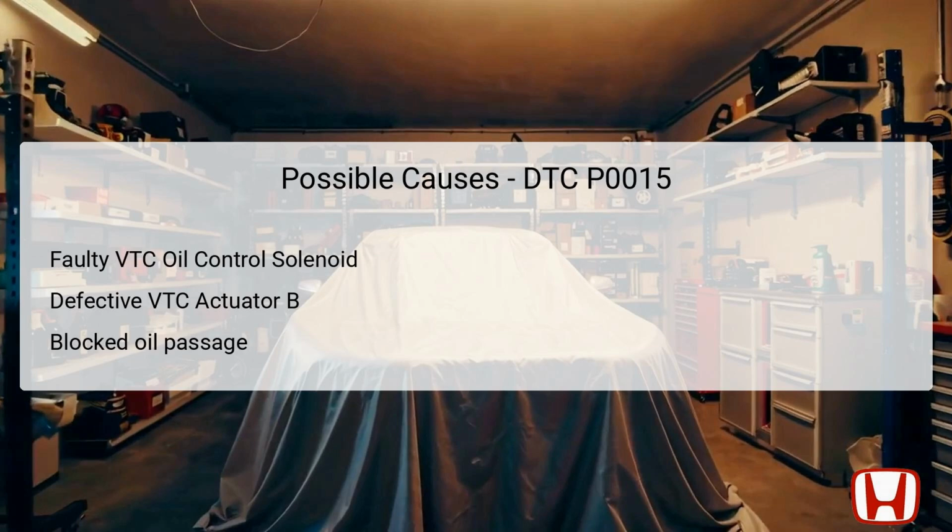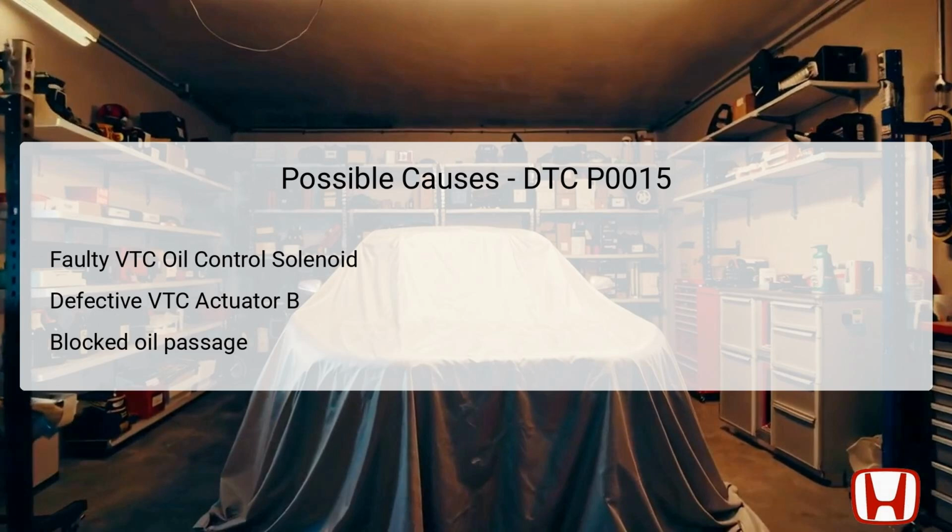Several potential causes can trigger the DTC P0015, which revolve around the VTC system's components. First, a faulty VTC Oil Control Solenoid Valve B can prevent proper oil flow, leading to malfunctioning of the actuator. This valve plays a critical role in regulating the oil supplied to the VTC actuator, directly affecting its ability to adjust timing. Second, a defective VTC Actuator B may fail to achieve the commanded position due to internal wear or damage.